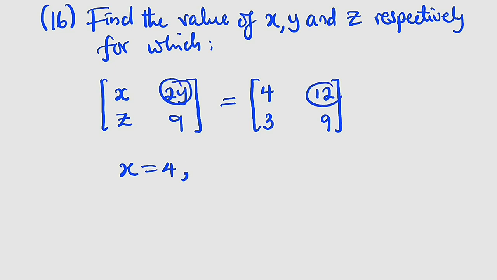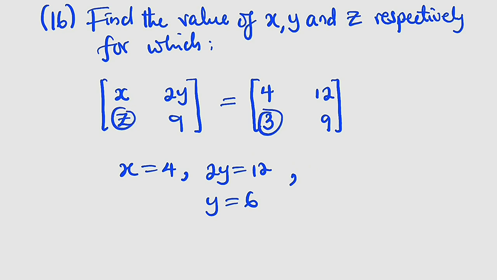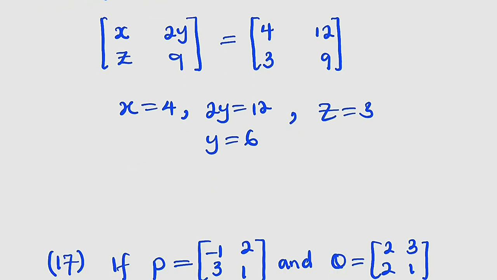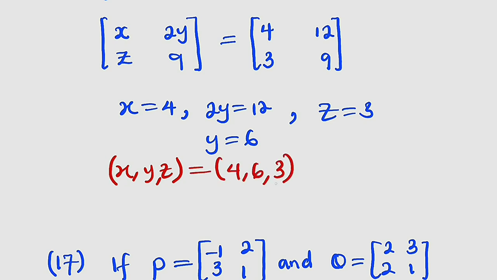Then 2y must be equal to 12. So 2y must be equal to 12, which means that what? Y must be equal to 6 if you divide both sides by 2. Then lastly, we have z to be equal to 3. As simple as that. Z equals 3. These questions are very simple. So altogether, x, y, z, we have the values to be 4, 6, and 3.